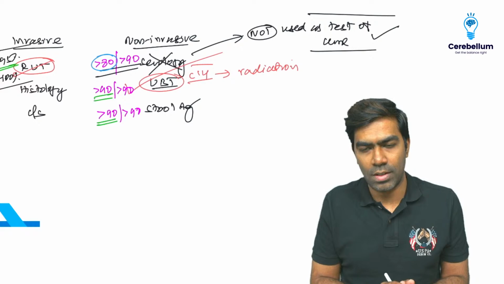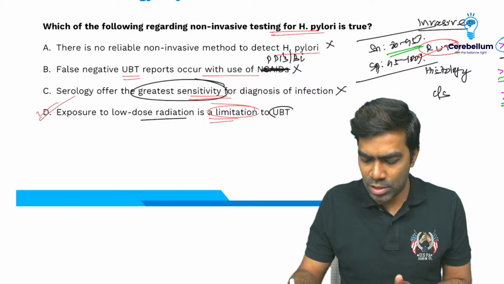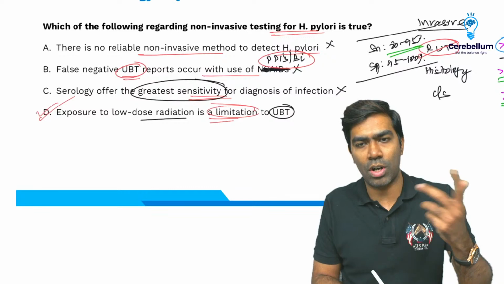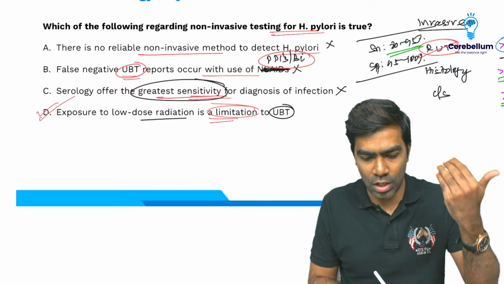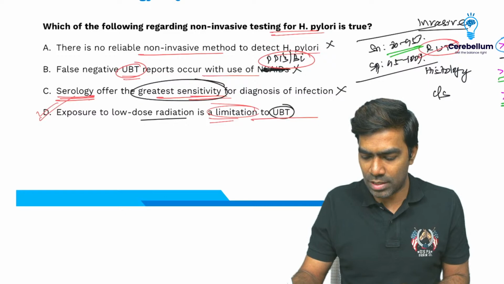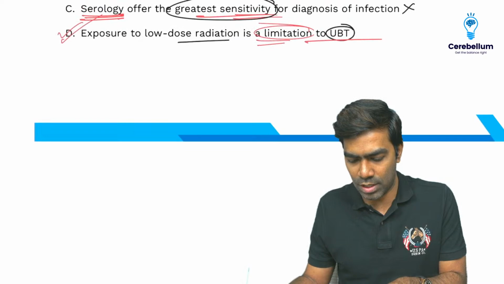So exposure to low dose radiation is a limitation of urea breath test. That's a correct statement. So there are many reliable non-invasive methods. False negative UBT occurs in the setting of PPIs and bismuth use and not NSAID use. Serology offers the greatest sensitivity for the diagnosis of infection? No, in fact, it's one of the least sensitive investigations, and serology cannot be used as a test of cure. You have to document cure, and serology can't be used in that regard. And exposure to low dose radiation is correct. UBT uses C14, so it does have a low dose exposure to radiation.